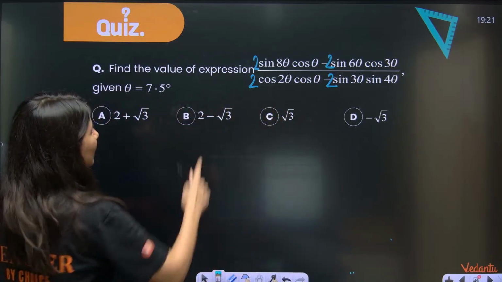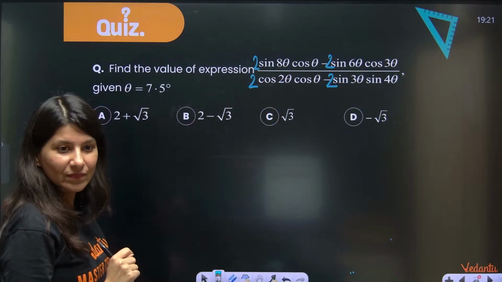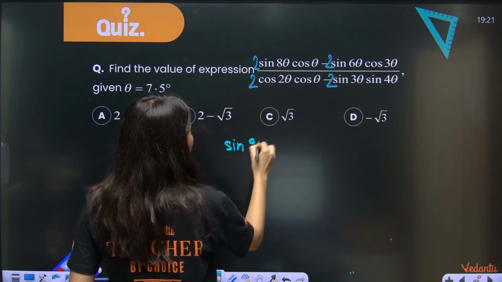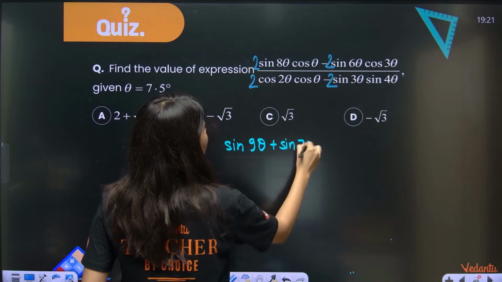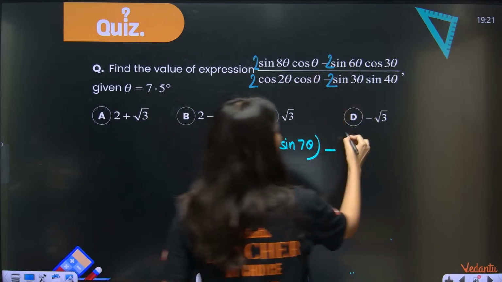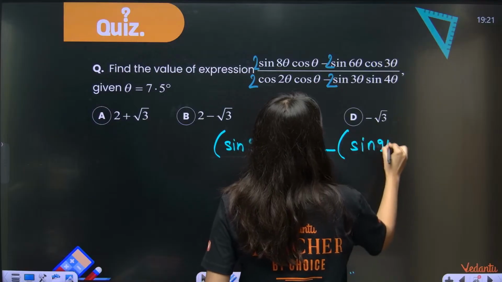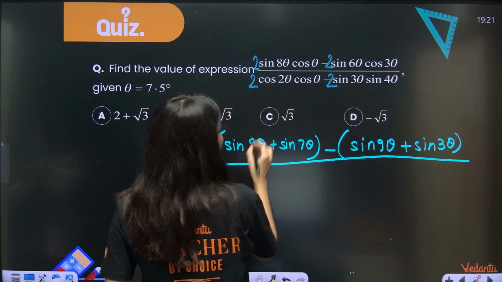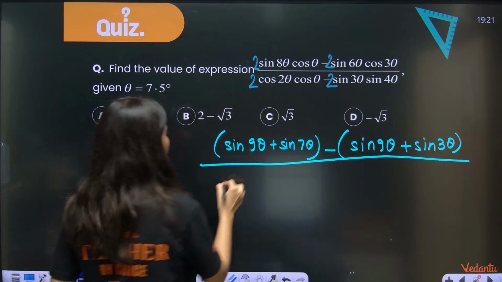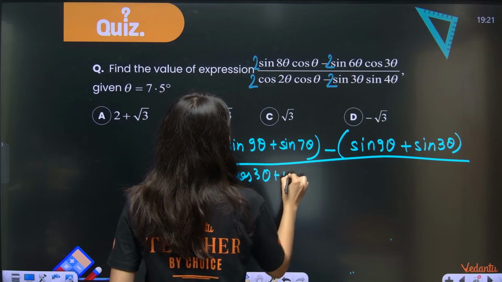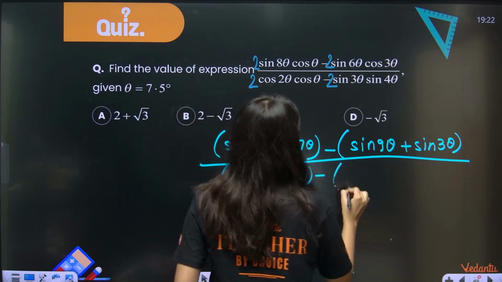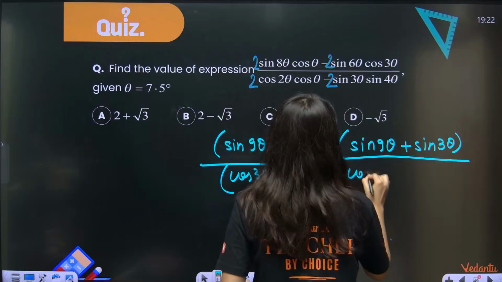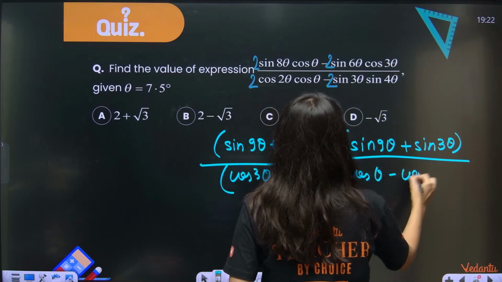Okay, let's start. 2 sin A cos B, sin(A plus B) plus sin(A minus B). Done. Minus 2 sin A cos B, again same formula, sin(A plus B) plus sin(A minus B). Whole upon 2 cos A cos B, all cos formula: cos(A plus B) plus cos(A minus B). Minus, now 2 sin A sin B: cos(A minus B) minus cos(A plus B).